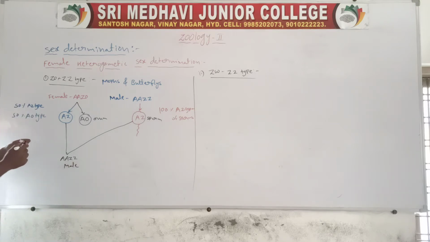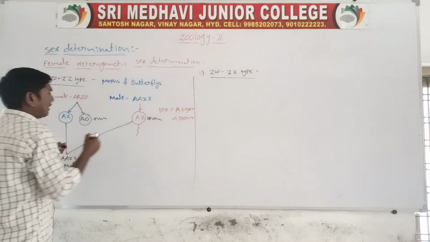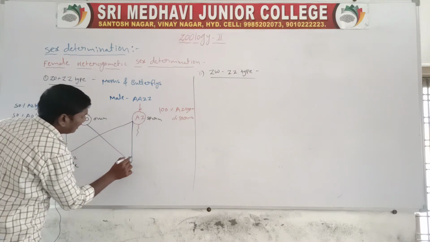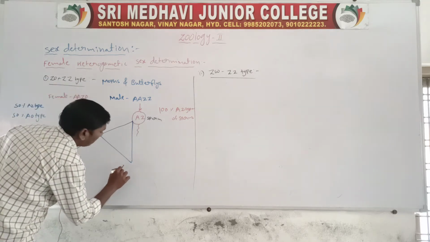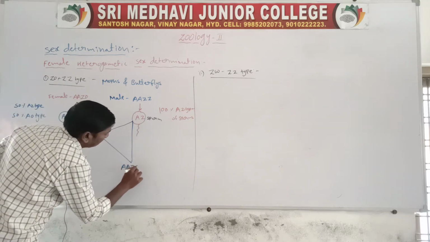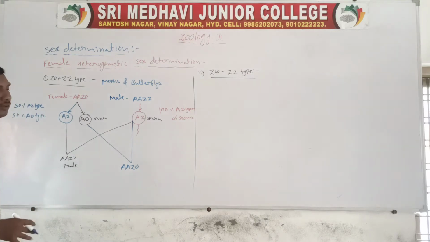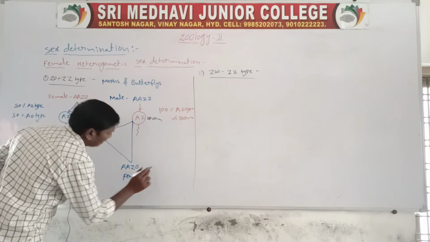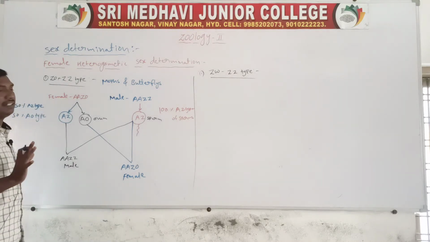Next, the AZ type sperm fuses with the A0 type ovum. So they form AAZ0, which is called a female child.